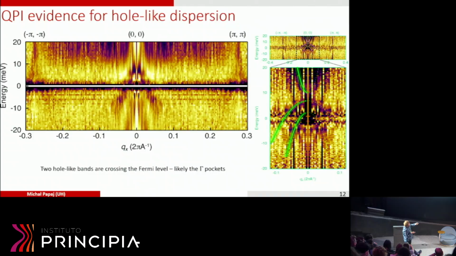And well, you can try to estimate that there may be two bands that are hole-like in here, and we also have an electron-like band slightly above the Fermi level, not exactly at the Fermi level, but in the vicinity. Okay, so let's use this as an input for our model.